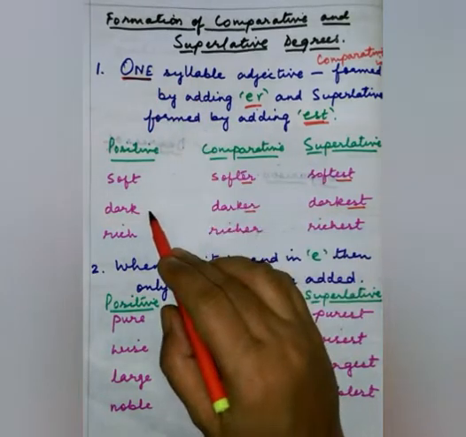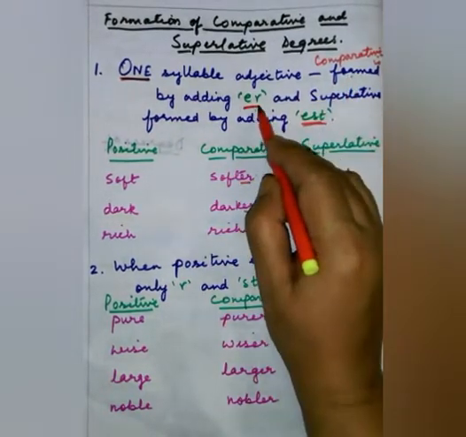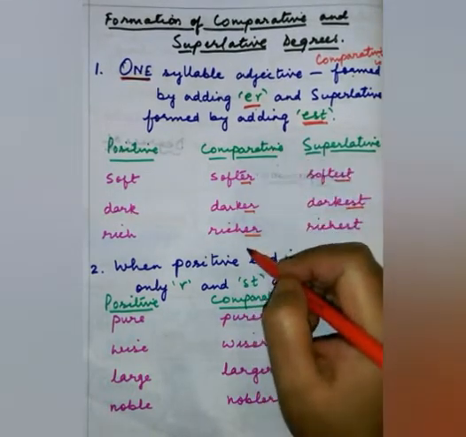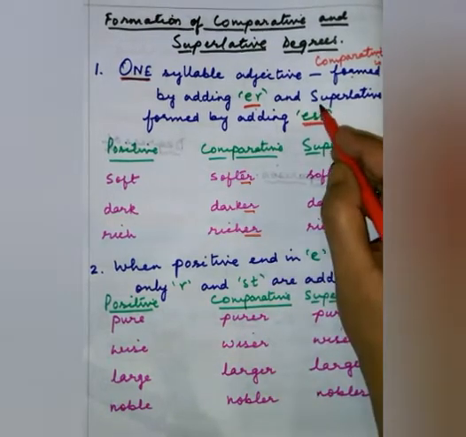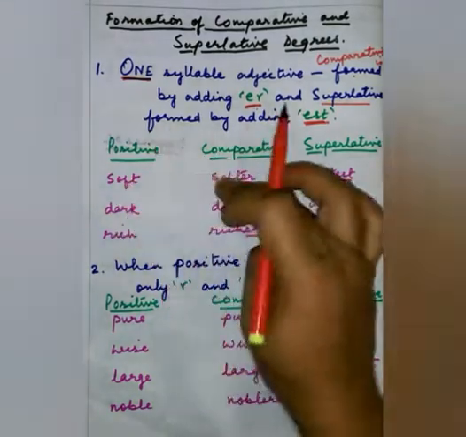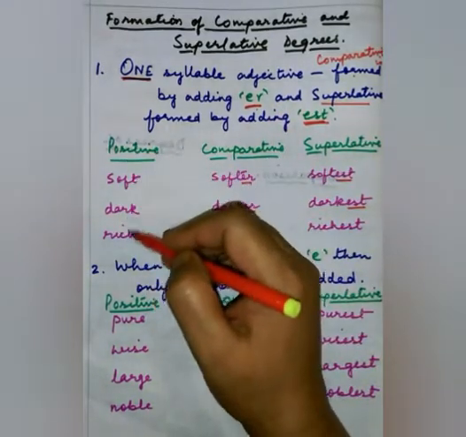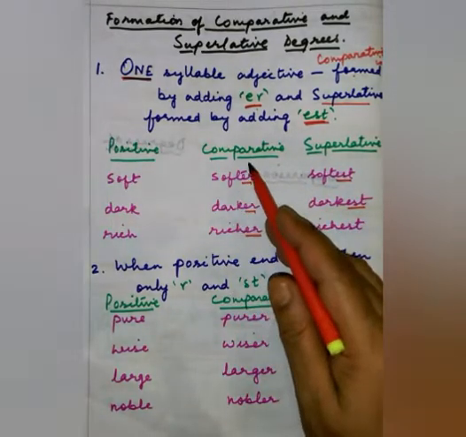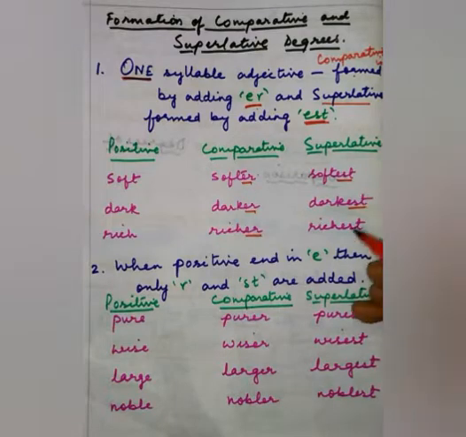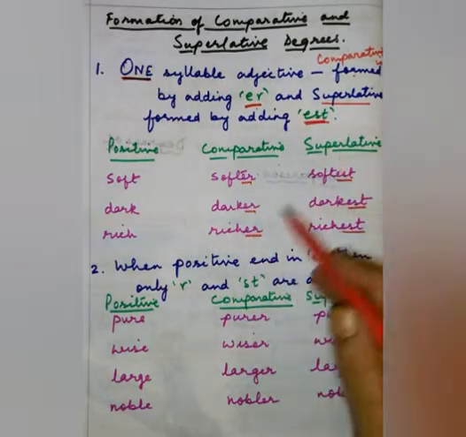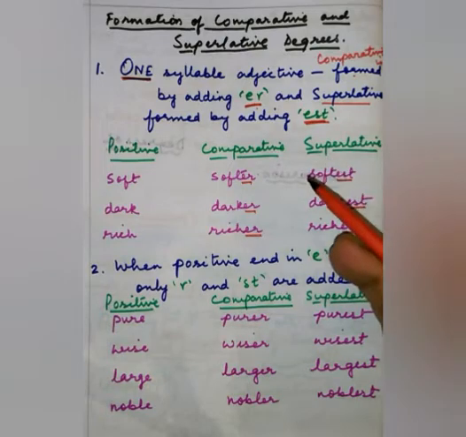So one syllable words in comparative form, they will just add er. Just add er, it becomes comparative. And the superlative is formed by adding est. Add est, the same word will continue. This is called the mother word. The mother word is the same in all the three, comparative as well as superlative. Richest, est. Okay, this is for one syllable adjectives. This is one rule, one formation, how we form.